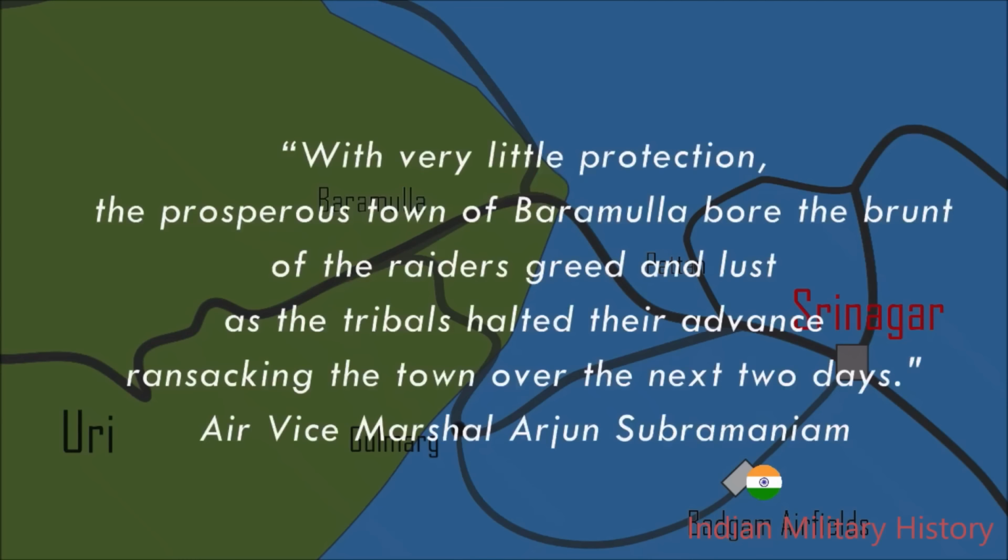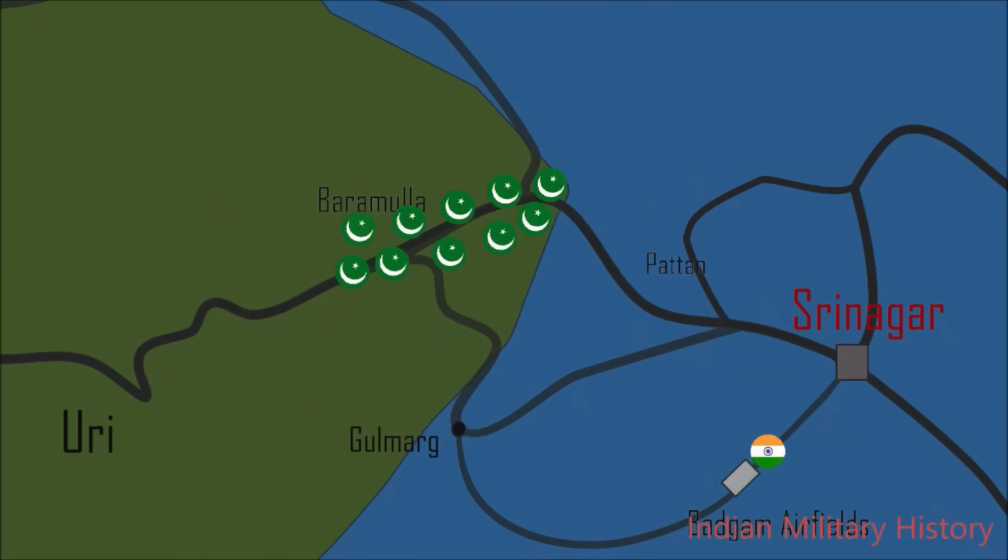Air Vice Marshal Arjun Subramaniam, in his book India's Wars, writes, "With very little protection, the prosperous town of Baramula bore the brunt of the raiders' greed and lust as the tribals halted their advance, ransacking the town over the next 2 days." This tactical error by the enemy gave Colonel Rai and his unit the necessary bandwidth to enter Srinagar and strengthen their defensive positions by the evening of the 27th.